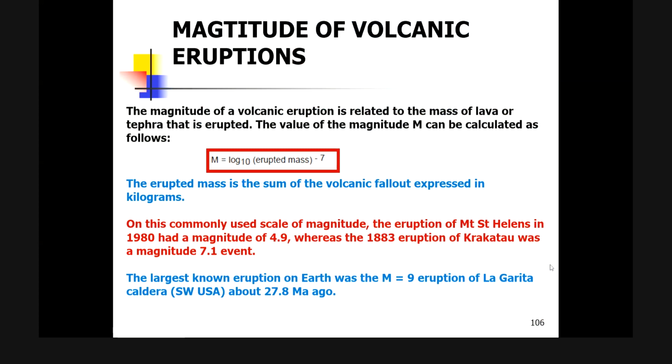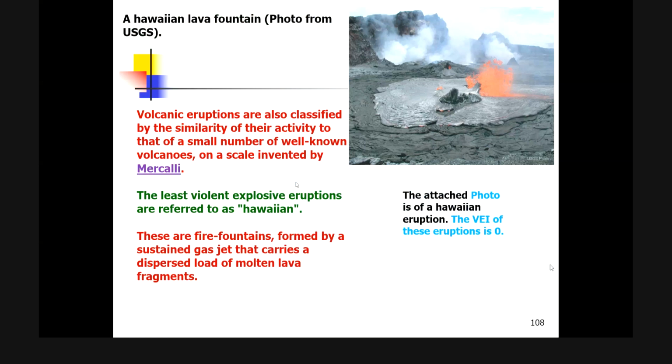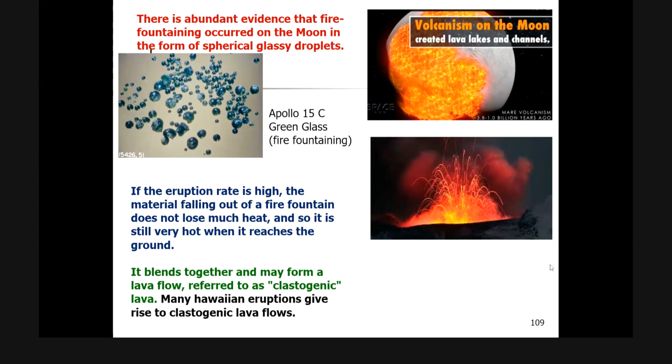And I think yesterday we had dealt with the magnitude of volcanic eruptions, how that is measured as a function of the mass of the volcanic products, the volcanic explosivity index, right, which contains terms for magnitude, intensity, and destructive power. I've shown you this table over here. The Mercalli scale, which is basically comparing volcanic activity to known volcanoes on the Earth. And I've shown you several examples of volcanism in the Hawaiian Islands that's still going on, and fire fountaining on the moon, giving rise to these Apollo 15 glasses, right?